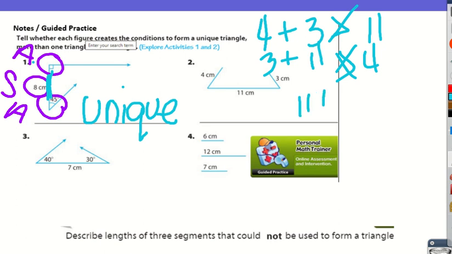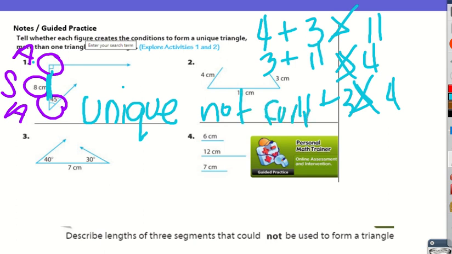If we go 11 plus 3, that is not greater than 4, not true. So it does not form a triangle. Oh gosh, look at this. You guys, we're writing with our fingers on our laptops. That's why it looks the way it does. Okay, so just keep going back to the conditions in the front. So that one doesn't make a triangle.